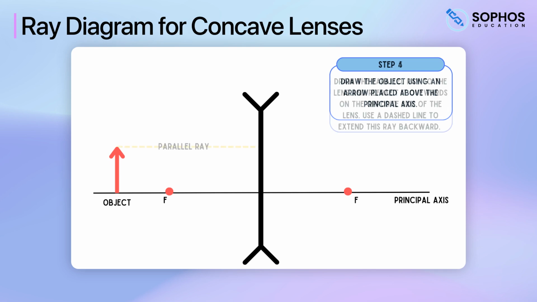From the top of the object, draw a ray parallel to the principal axis towards the lens. After passing through the lens, this ray should diverge in such a way that it appears to come from the virtual focus behind the lens. Use a dashed line to extend this ray backward to indicate the virtual path.